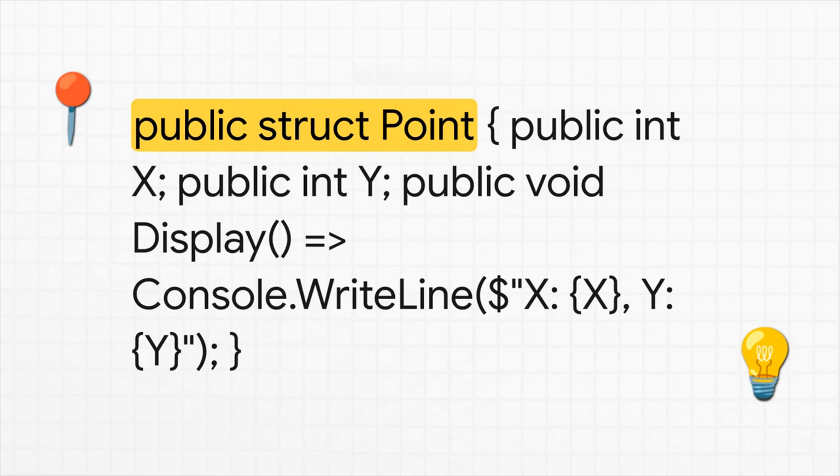And here's what a struct looks like in code. You can see it immediately, right? It's just simpler. This point struct just holds two numbers, an x and a y. It's perfect for something like a coordinate on a graph. No fuss, no extra complexity, just the data you need.